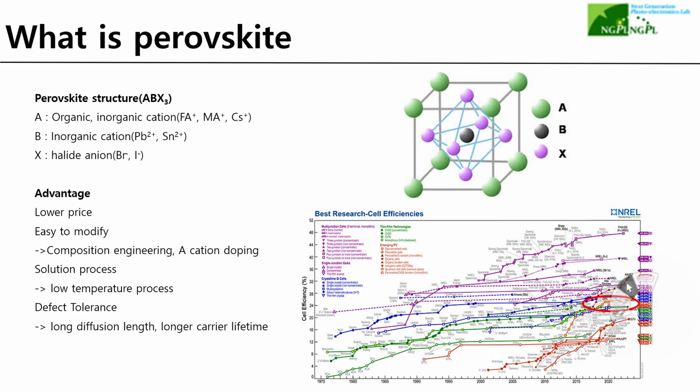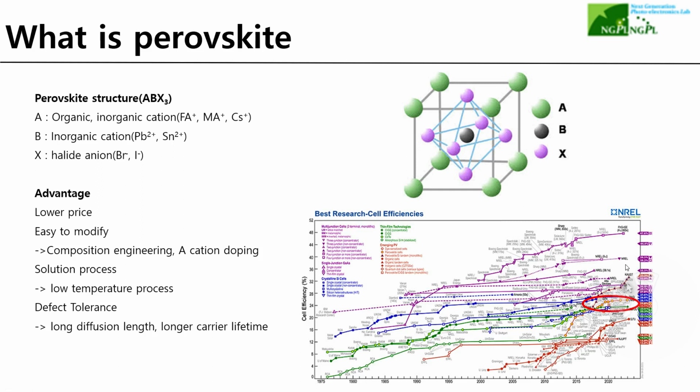Perovskite is an ABX3 structure, and the right one is the perovskite lattice structure. In the A side, it includes organic or inorganic cations such as formamidinium cation, methylammonium cation, or cesium cation. In the B side, it includes inorganic cations such as lead or tin. In the X side, it includes halide ions, such as chlorine, bromine, or iodine.